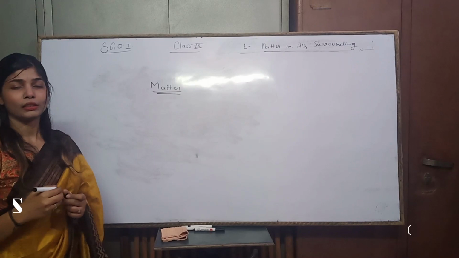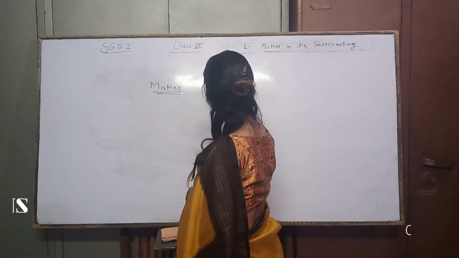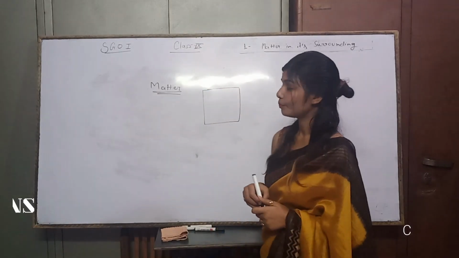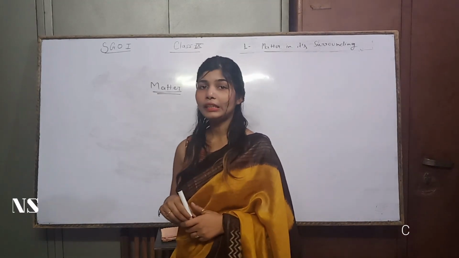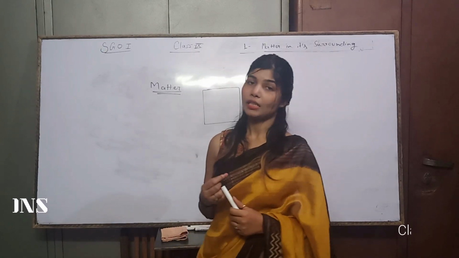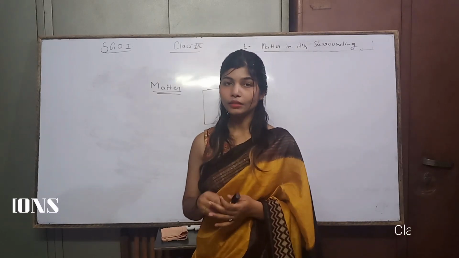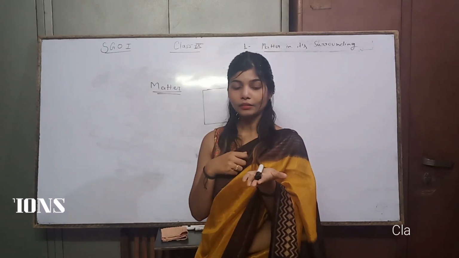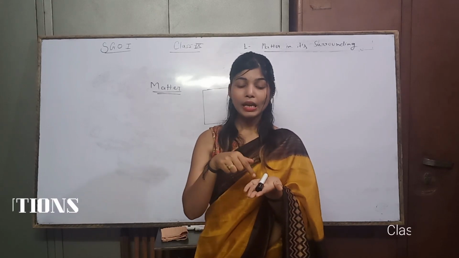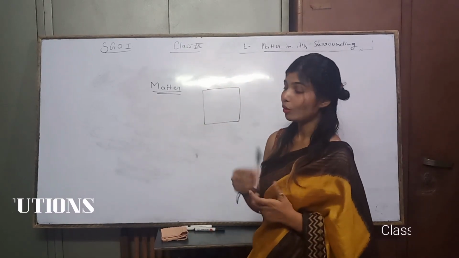Students, what is matter? Firstly, I tell you what is matter. Anything, any substance which occupies space and has mass is known as matter. Like this is a marker, and this marker put in my hand occupies space. See, it occupies space and it also has mass. That is why we can say that it is a type of matter.